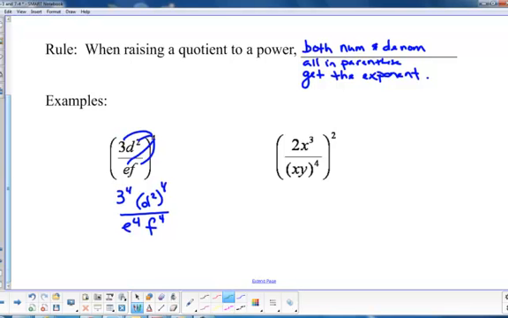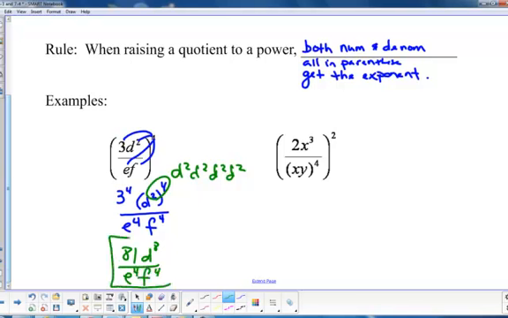So, 3 to the 4 is 81. D squared to the 4, remember you multiply this. This is 4 times 2, so that's d to the 8. Same thing as 4 times 2 over e to the 4, f to the 4. There's no like bases, so we're actually done. And everything's positive, so we're done.